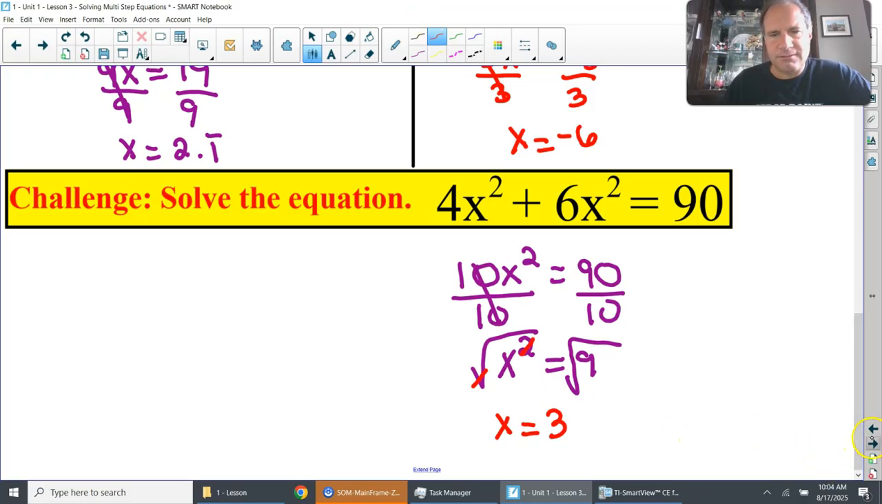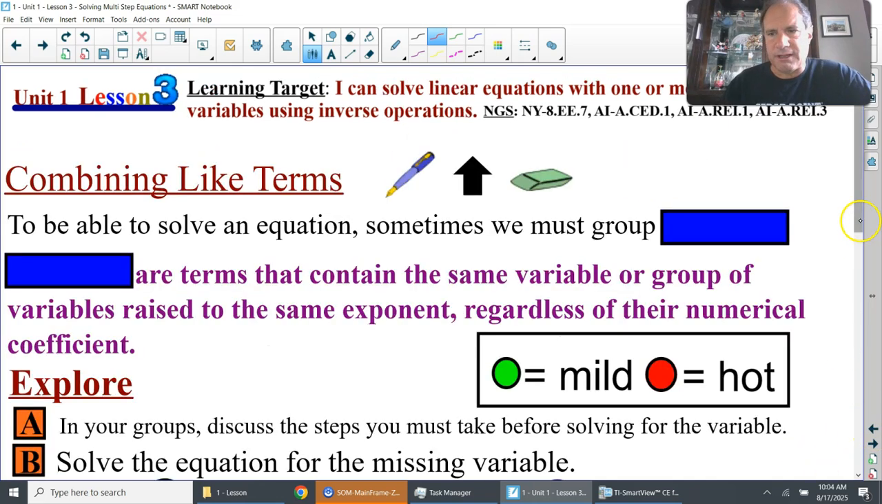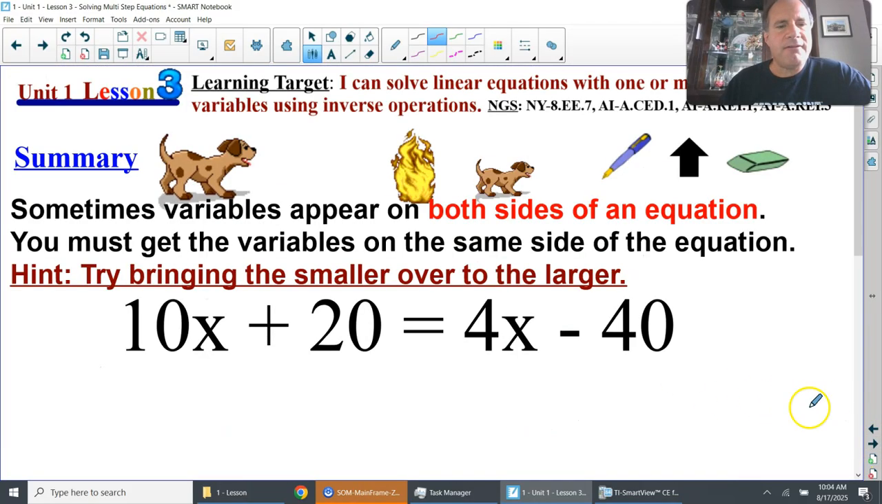And that is it. So in the prior questions, when you look at the screen before this, we'd have the x's, the variables, on one side of the equal sign, and just combine the like terms. But now we have x's appearing on both sides of the equal sign.